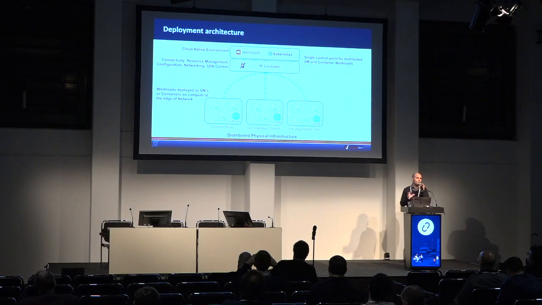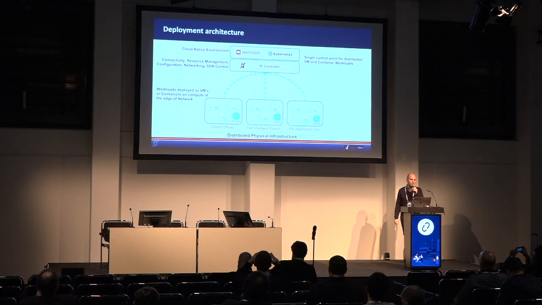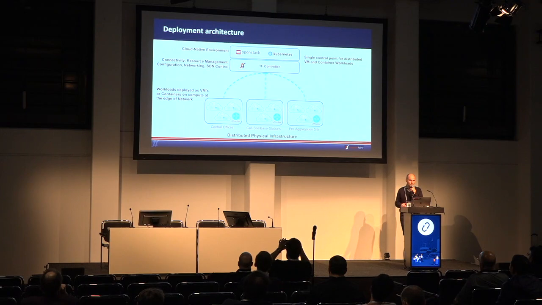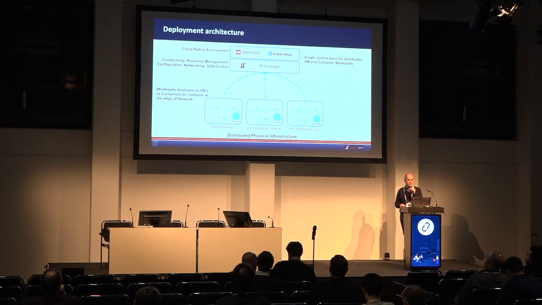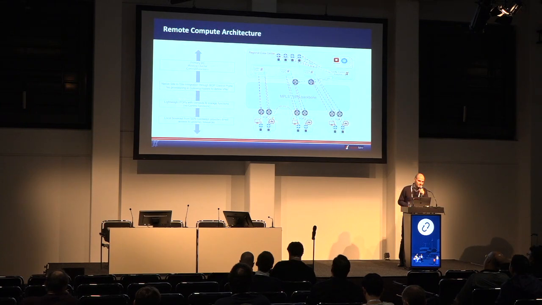So the main concept is basically to centralize all your control functions. Obviously, all the compute orchestration, whether it's OpenStack for VMs or Kubernetes for containers, and also all the control functions of Tungsten Fabric itself in your large regional data center. And then what you distribute and deploy in your remote COs is just all the data plane related functions. Now, how does that work in practice?